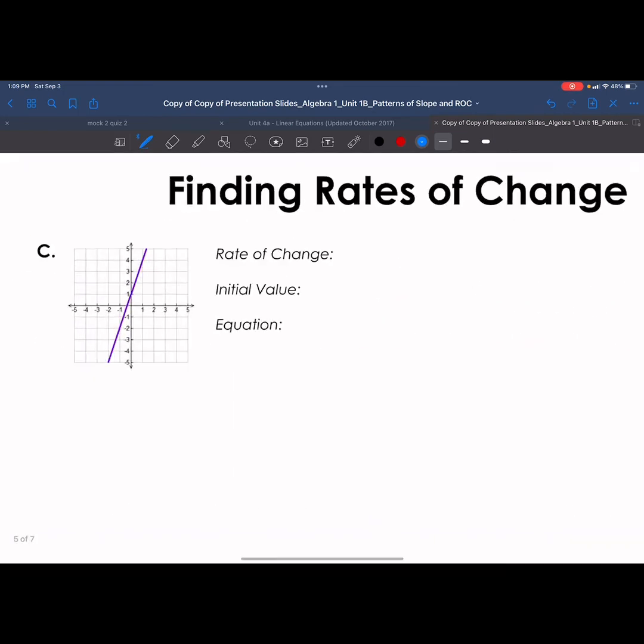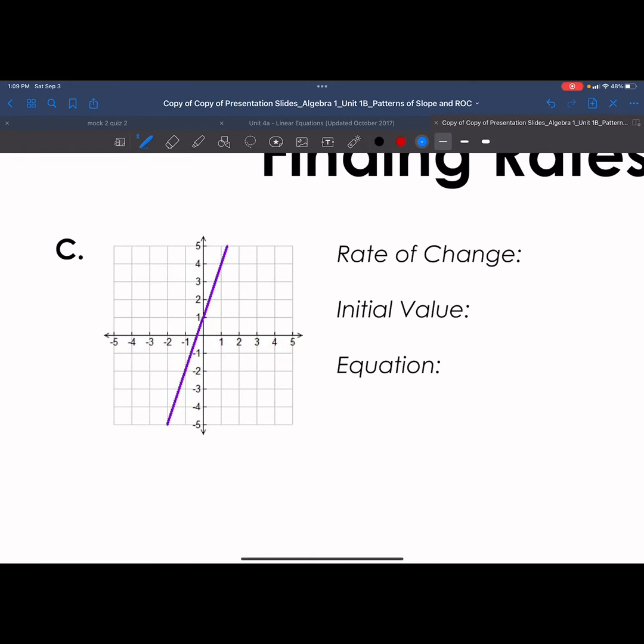Here we have a graph, and I told you when you do a graph, we always start with our initial value. That's where the line crosses the y-axis here. Well, in this case, it crosses right here at 1. So my initial value is 1. My rate of change is just my slope.